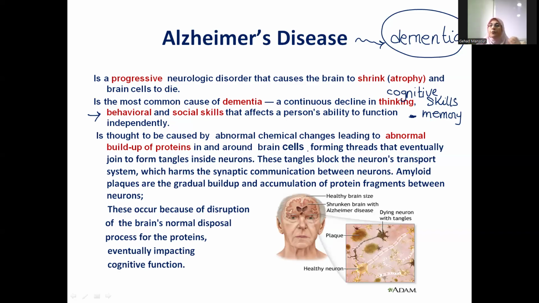The main pathology that results in Alzheimer's disease is the deposition of abnormal proteins in the brain, inside the brain cells and outside the brain cells, inside the neurons and outside the neurons. One of the proteins that build up is called the tau protein. The proteins that deposit around the brain cells form what we call plaques. They are extra-neuronal plaques. Both the tau protein and the extra-neuronal plaques affect nerve transmission.